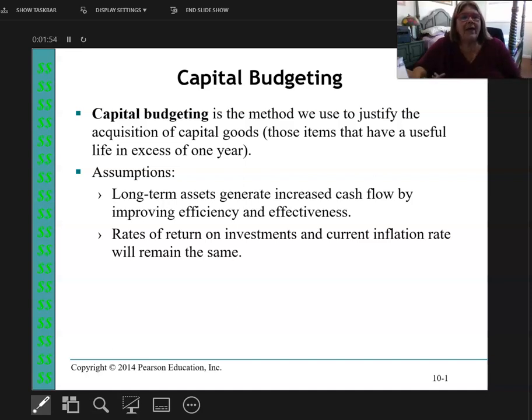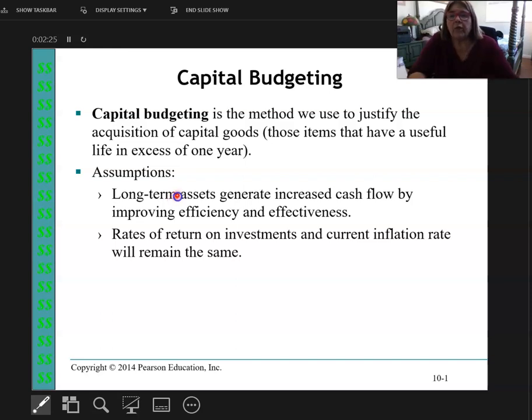And so we make some actual assumptions about capital budgeting. We assume the only reason we buy this long-term asset is to increase our cash flow by efficiency and effectiveness. These are my two favorite E terms that I use. So the whole purpose of purchasing anything should be to generate you more money. That's the only reason you would take money out of your pocket and buy a new $100,000 piece of equipment, if it could not generate you more revenue.